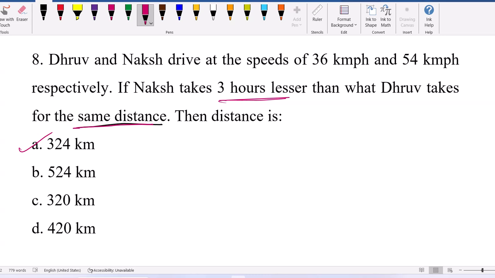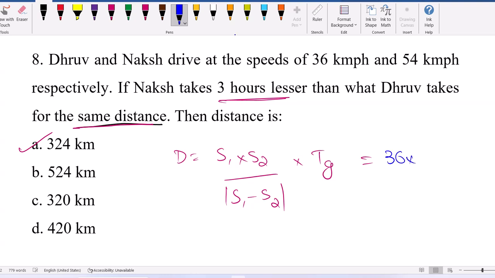Conceptual wise, okay, I'll give three things. One is there is one formula: product of speeds divided by difference between speeds into time gain. Speeds product is 36 into 54. Difference is 18. Time gain here is 3 hours. As speed is increased, you are saving some time. That is what time gain is. So the distance is 108 into 3, which is 324. This is one way of solving.